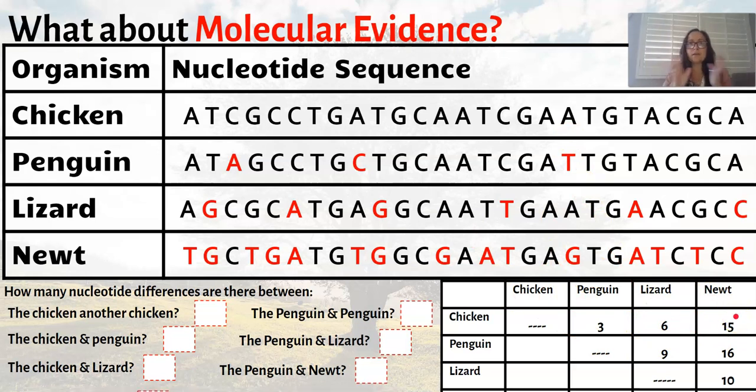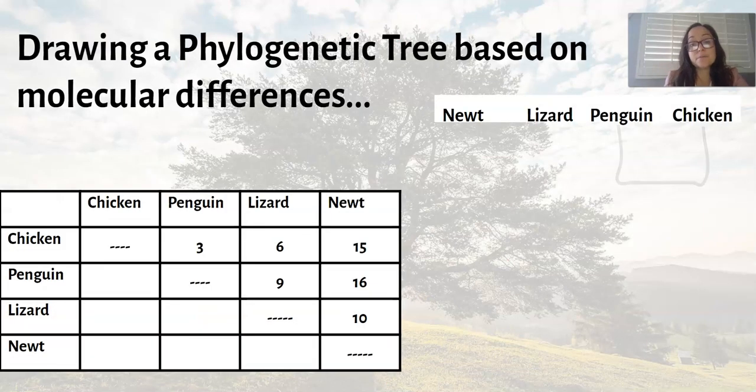So what does that mean? It means the chicken and the penguin have a longer shared history because they've only been separated for a shorter amount of time, with only 3 differences between them. Now the chicken and the lizard have 6, which means that their common ancestor was further back in time, and then the chicken to the newt have the most.